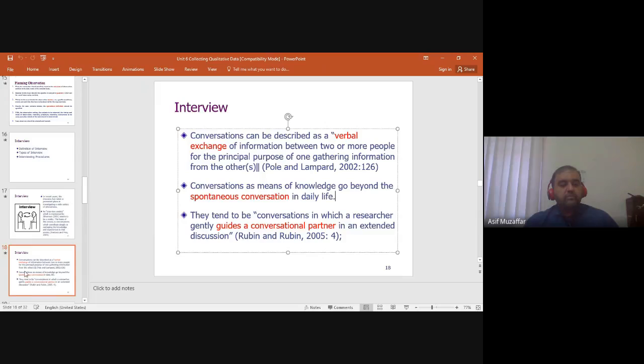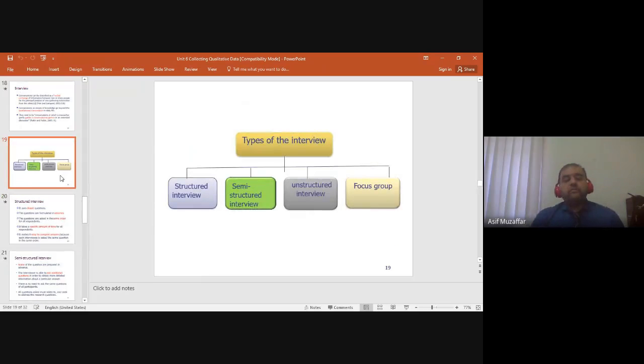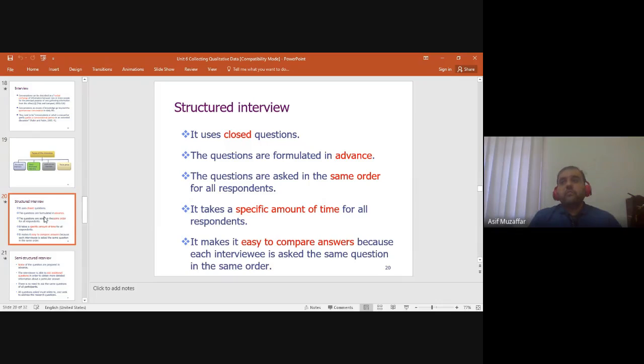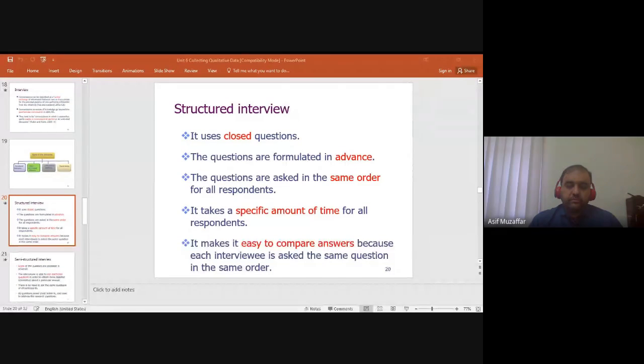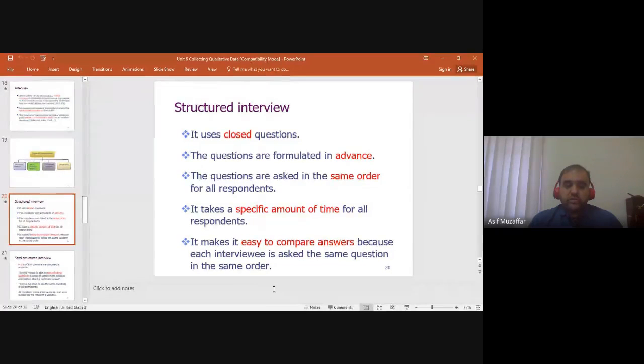Okay, so based on these, there are four types of interviews. We can classify interviews into four types: structured interviews, semi-structured interviews, unstructured interviews, and focus groups. These are the four types of interviews. The first one is structured interviews. In a structured interview, you will have closed questions. And if you are going for a structured interview, you will define the questions as well as plan them. Plan means you will put an order for them.